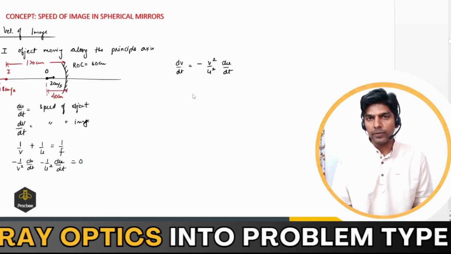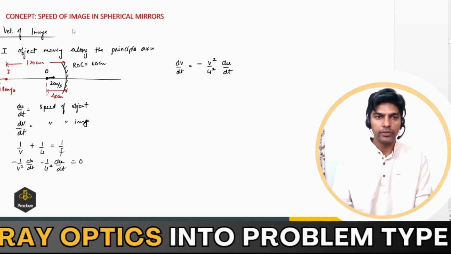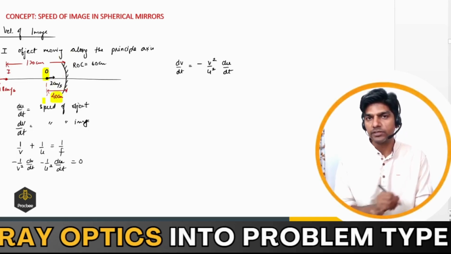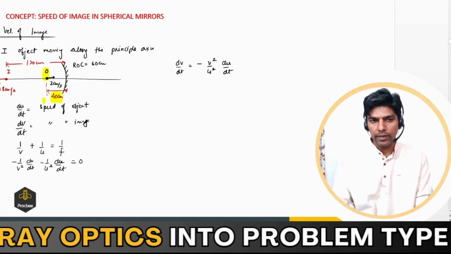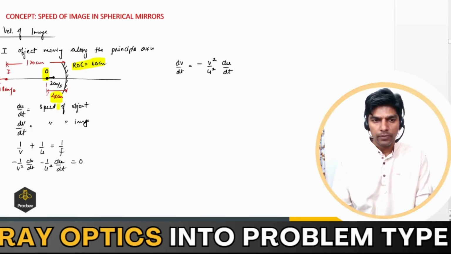The next problem type is based on the speed of the image formed by the spherical mirror. So here let us see an illustration. We have given an object which is placed at 40 centimeter from the pole, and the radius of curvature of a concave mirror is 60 centimeter. And we have to find the speed of the image.